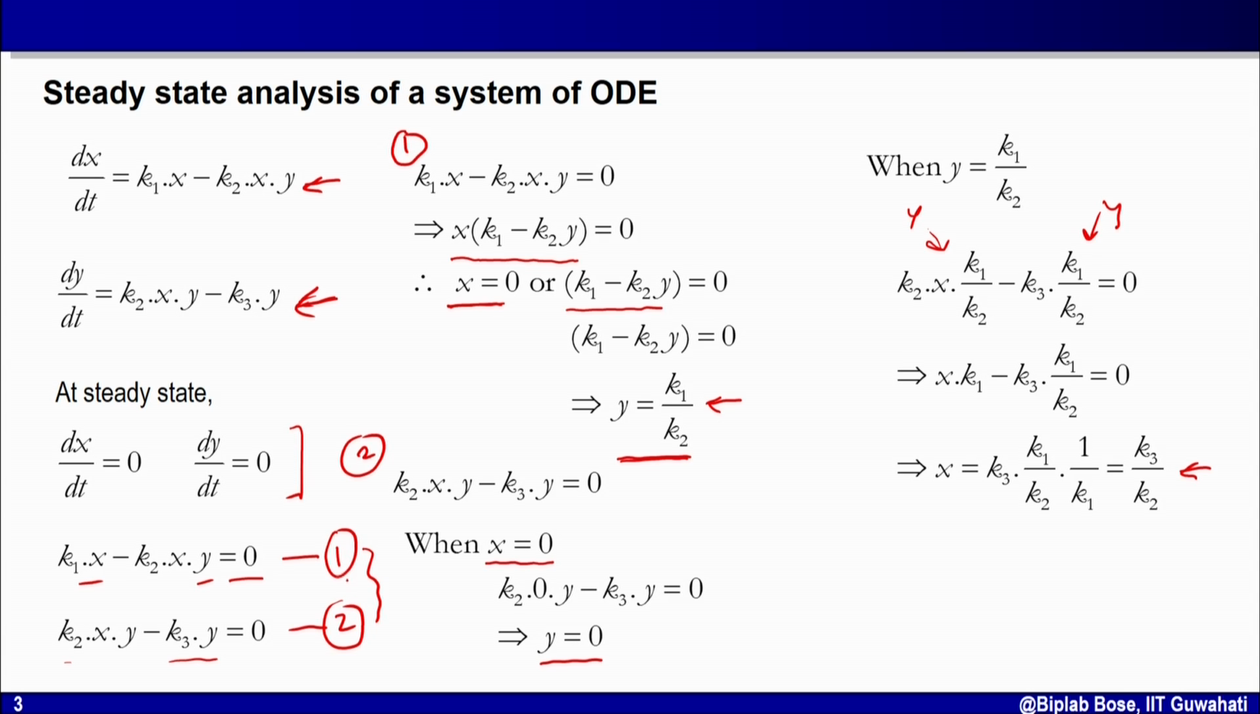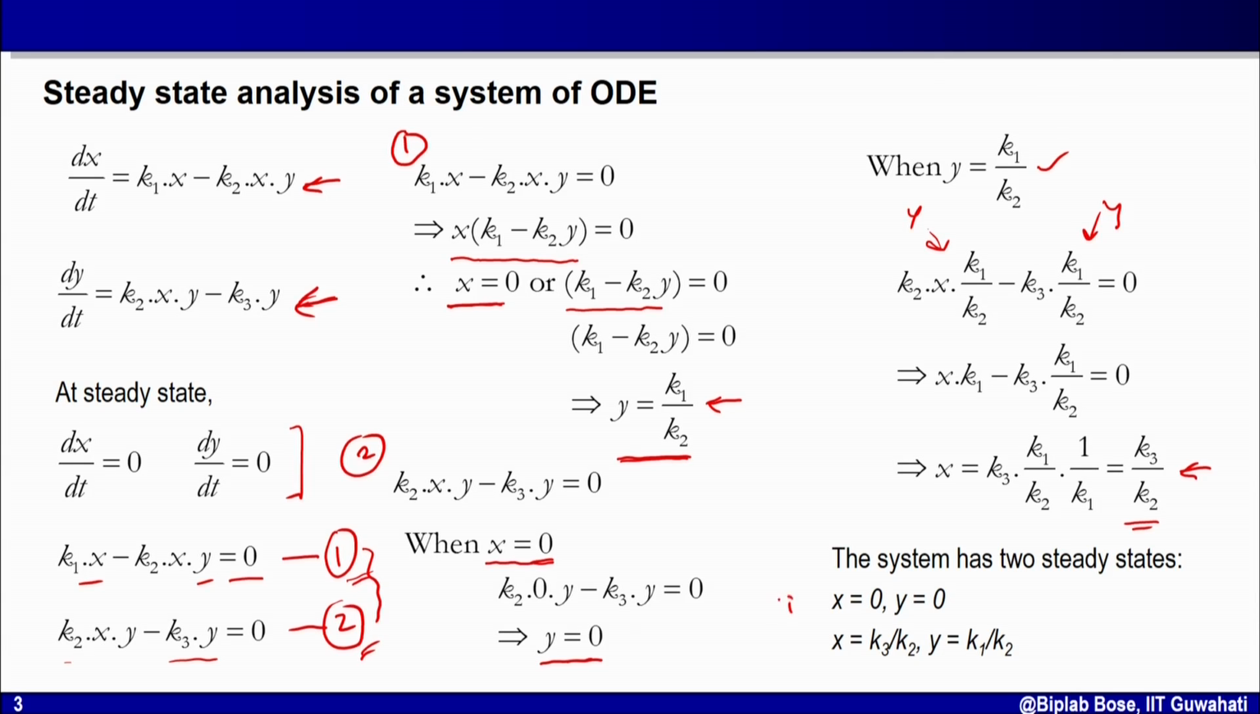So what we have got? We have two equations 1 and 2 which we obtained by making the derivative equal to 0 for both the dependent variables, and we have solved them simultaneously. So we got two solutions. One is x equal to 0, y equal to 0. The other one is x equal to k3 by k2 and y equal to k1 by k2. So that means the system has two steady states.